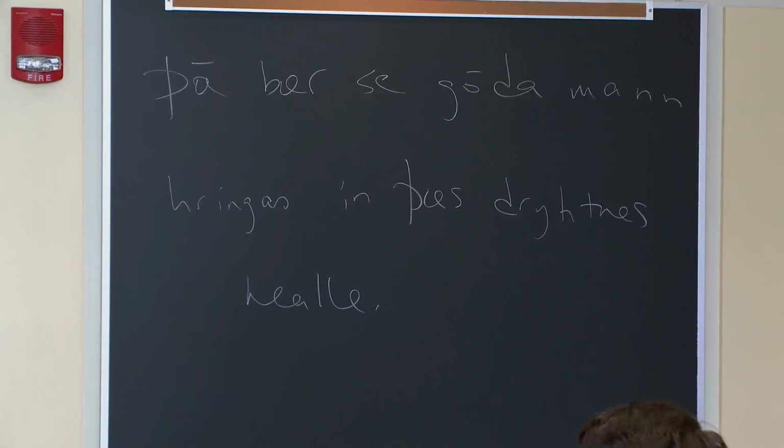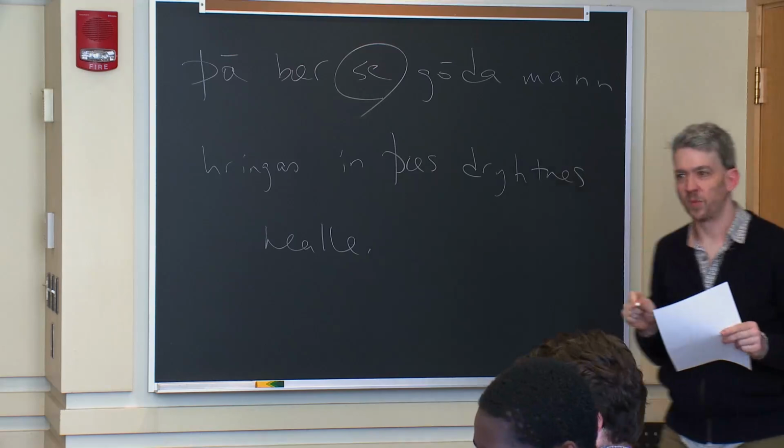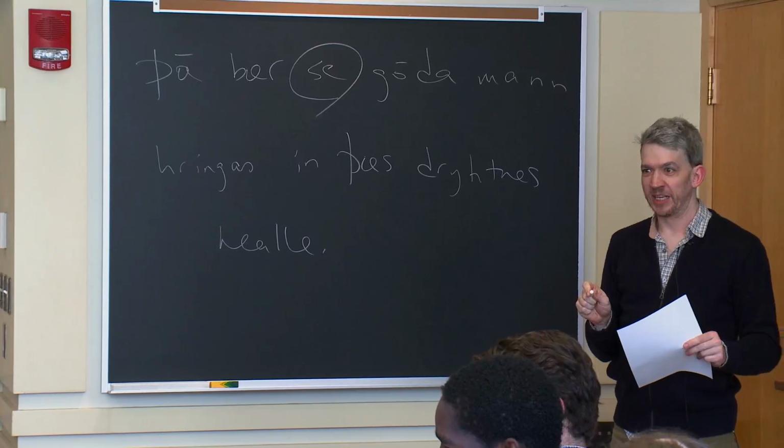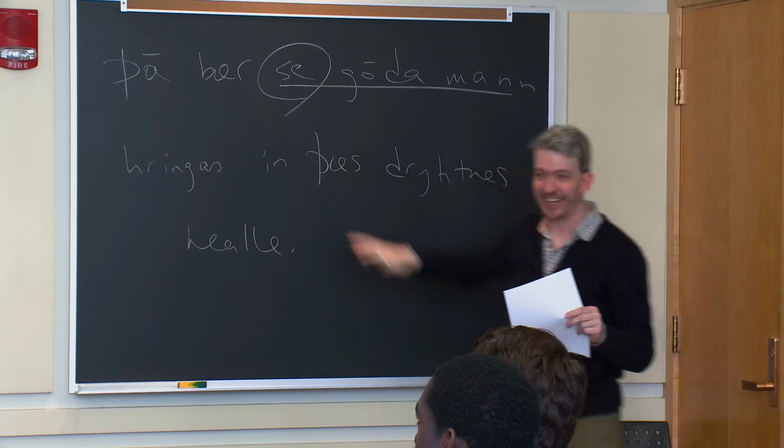Yeah, Ritam. Okay, so the first thing you see is the se, so probably se goda man is the subject. Why is it not just probably the subject? Well, se is always nominative. Exactly. So this has to be the subject. It is not just probably, at least the se is. Yeah, exactly. All right, good.